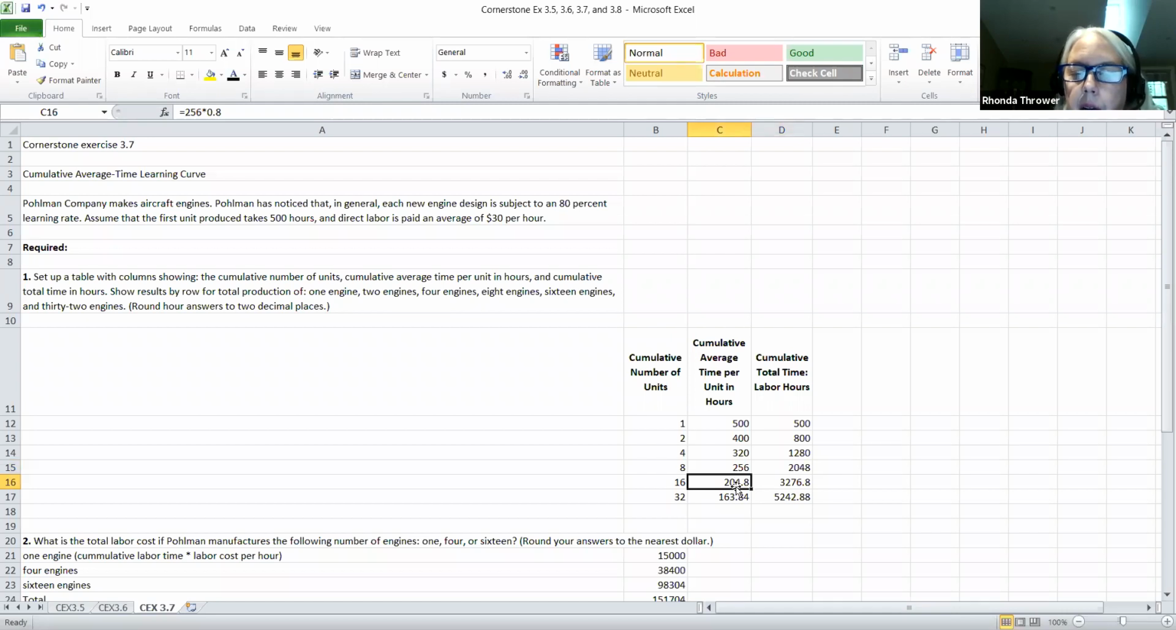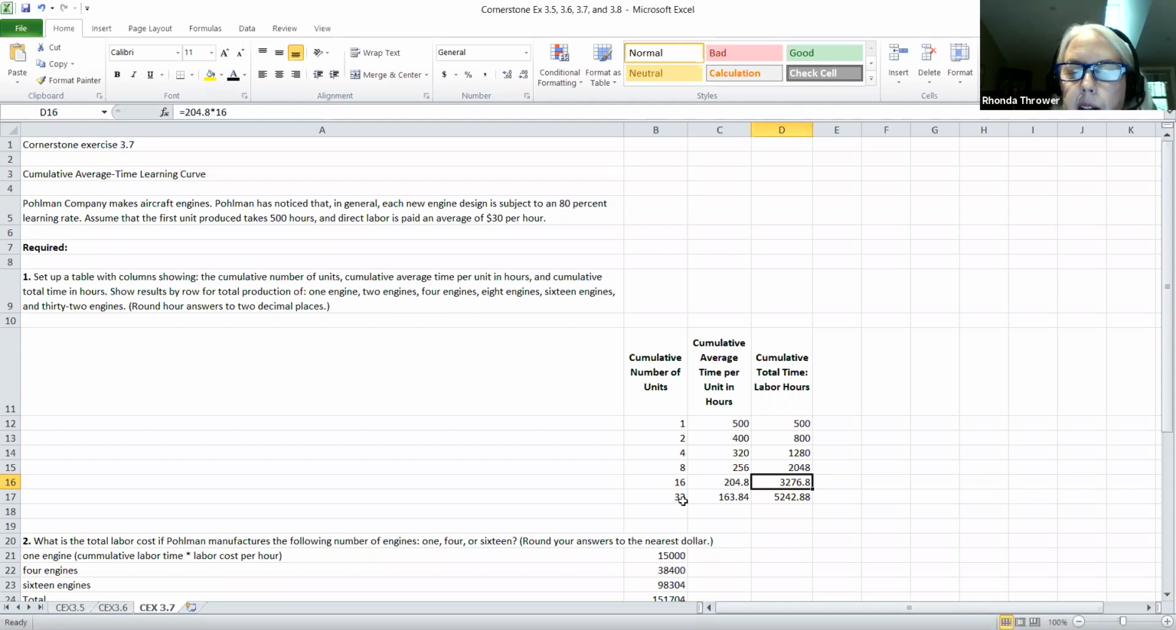The learning curve was 80%. The learning rate was 80% of 256 hours, which will give you 204 hours and 80 parts of an hour. And we would take that and multiply it by 16 units that we produced, and that would give us 3,276.8 cumulative total time labor hours.